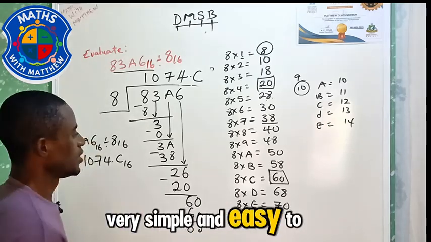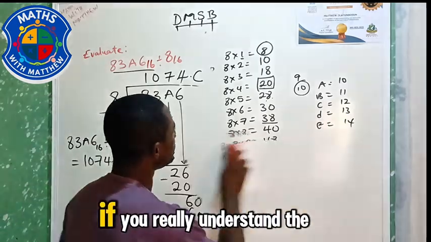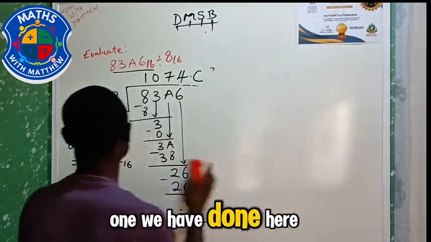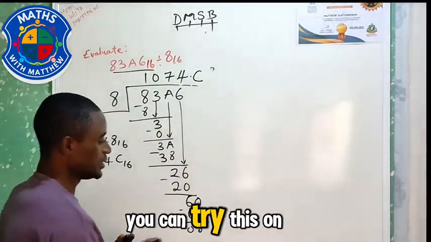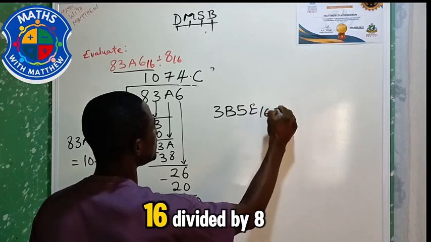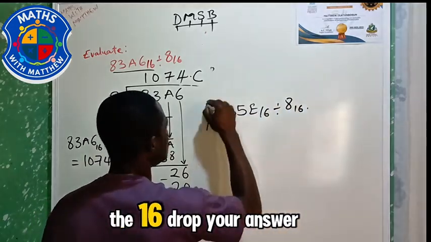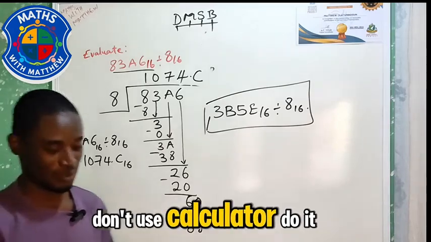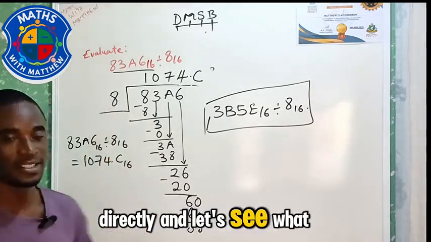Very simple and easy to get. Now, if you really understand the one we have done here, then you can try this on your own. Just say 3B5E base 16 divided by 8 base 16. Drop your answer in the comment section. Don't use a calculator, do it directly, and let's see what you get.